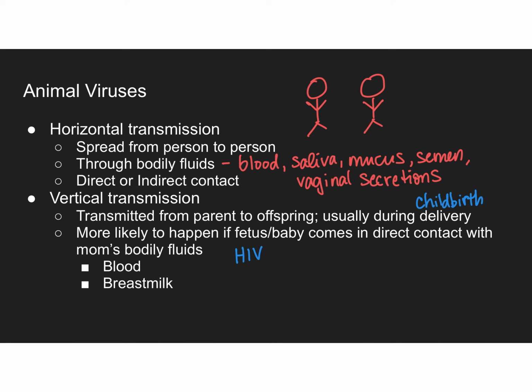Now, there are ways to reduce the likelihood of vertical transmission happening. So, just because a woman has HIV doesn't necessarily mean that her baby will also have the virus. So, things like taking antiviral medications during pregnancy in order to decrease the amount of virus present can help. Things like not breastfeeding, so formula feeding instead of breastfeeding. And even sometimes things like a C-section might help to reduce the transmission of the virus between the mom and the baby.